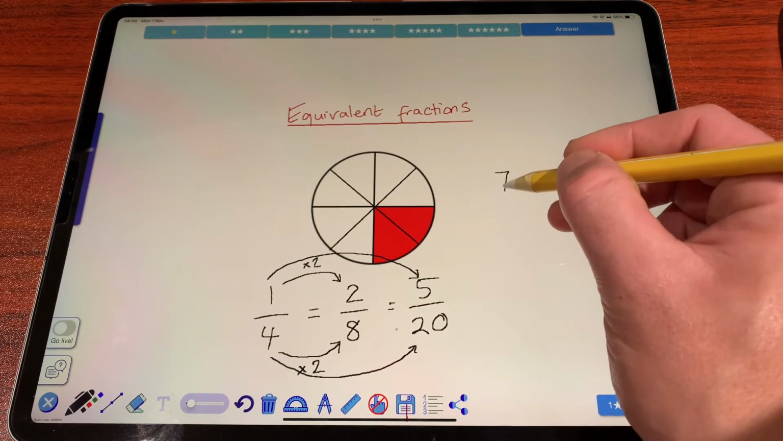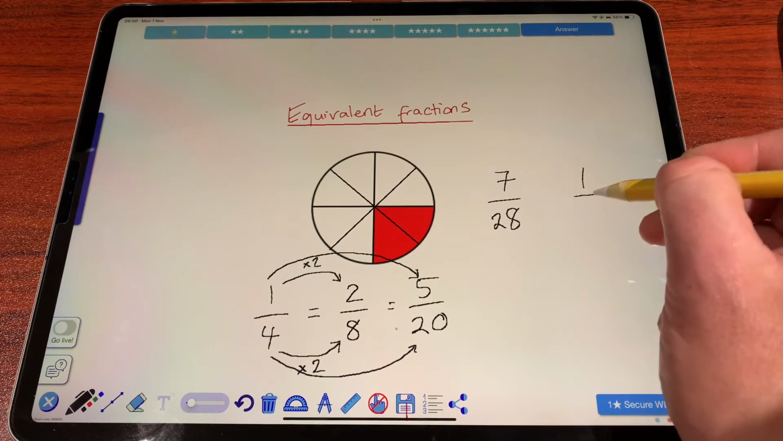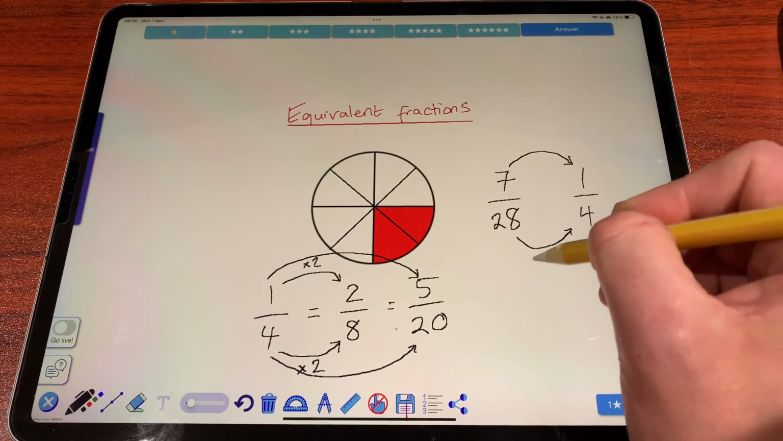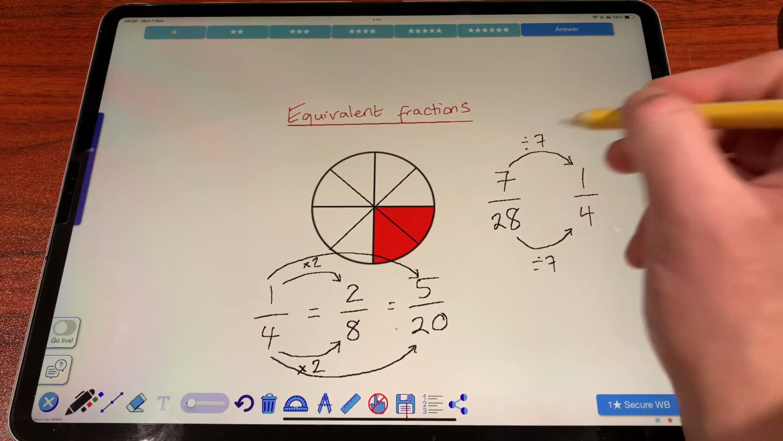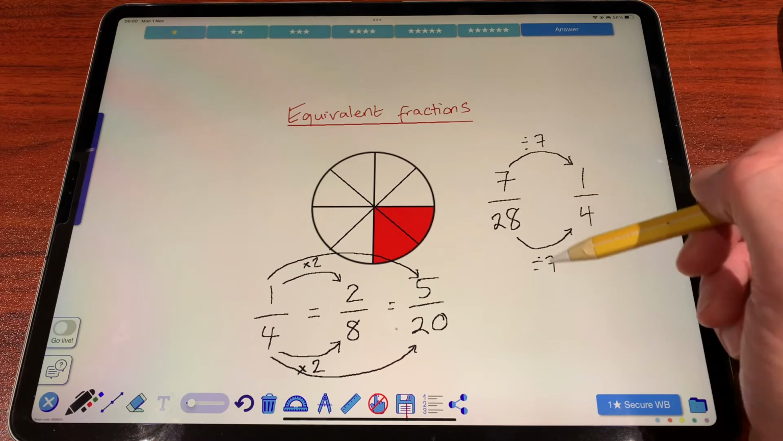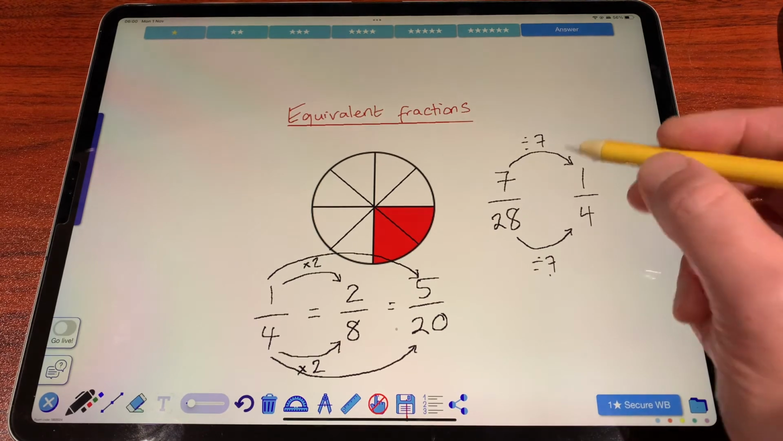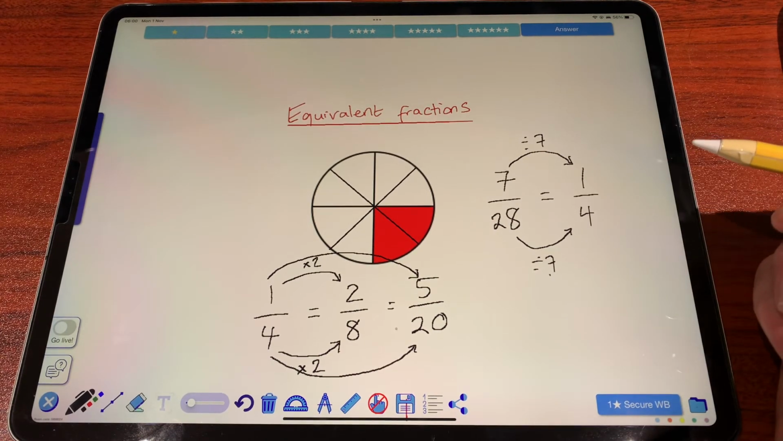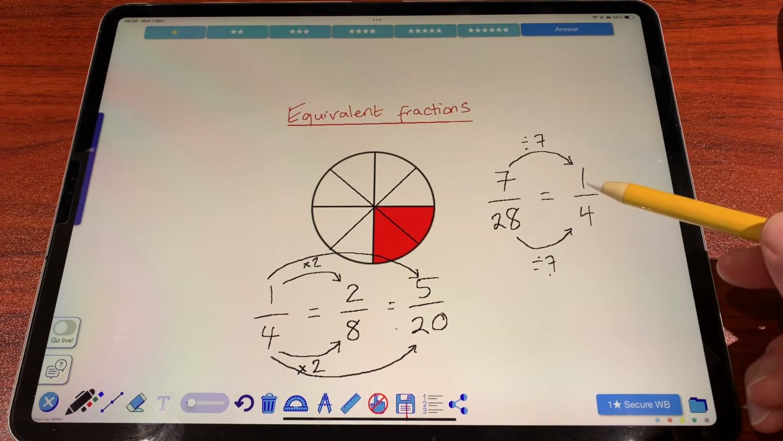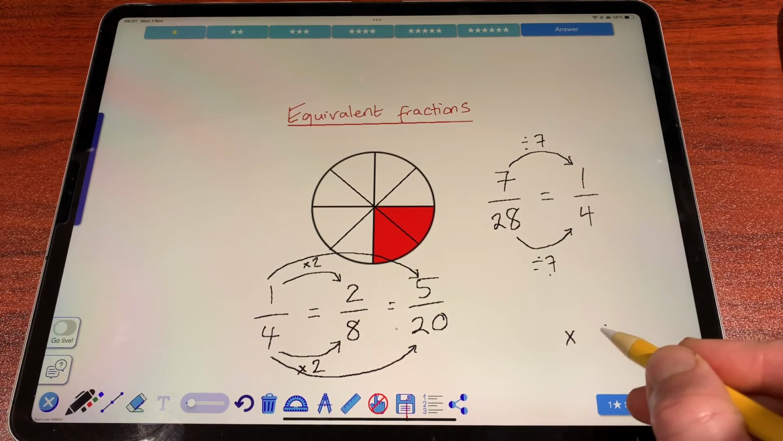If I had 7 out of 28, I could show that this is exactly the same as 1/4 by dividing the top and the bottom by 7. If I can divide both the top and the bottom by the same number and get integer numbers as both my numerator and denominator, what I have done is simplified the fraction. Whenever we are finding equivalent fractions or simplifying a fraction to create another equivalent fraction, notice how we only use the operation times and divide.